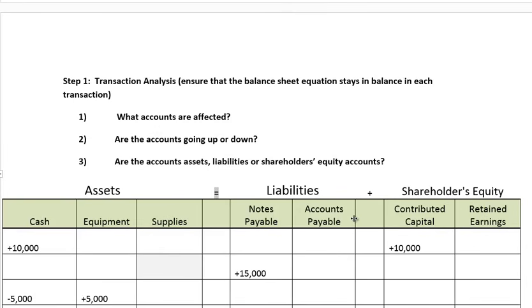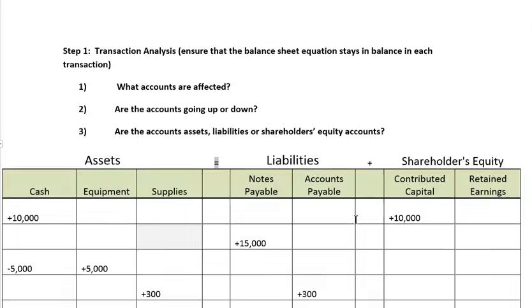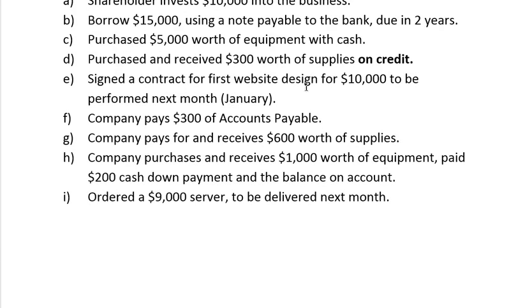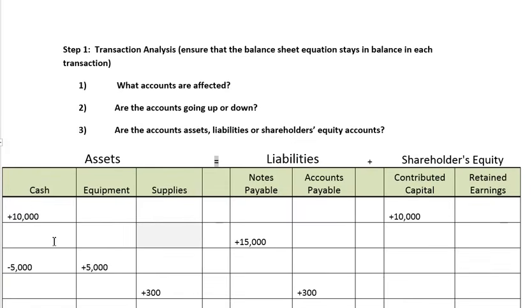Now, the other thing we noticed is that we also had a note payable here, right? So it said here we borrowed $15,000 using a note payable to the bank, and it was due in 2 years. So what does that mean? That means that we got $15,000 in cash. So cash is affected, and don't forget we got to pay the bank back. So we've got a note payable, specifically a long-term note. We know the note payable is going up, and we know a note payable is a liability.